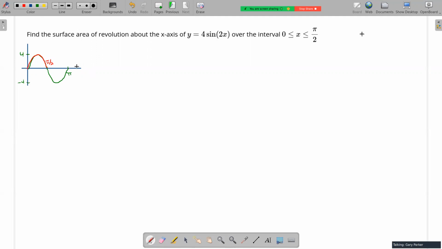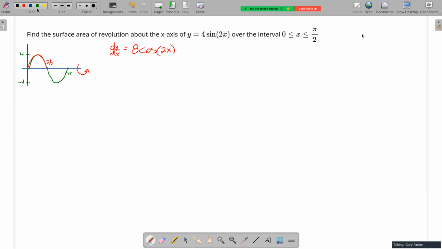And we're going to revolve that around the x-axis, and we're going to generate this kind of sine type football shape, and we want to know what the surface area of it is revolving in. All right, so let's see. That means we need to know what dy/dx is. Derivative of the sine is the cosine. 2 times 4 is 8. Cosine of 2x. So that's applying the chain rule to that derivative there.